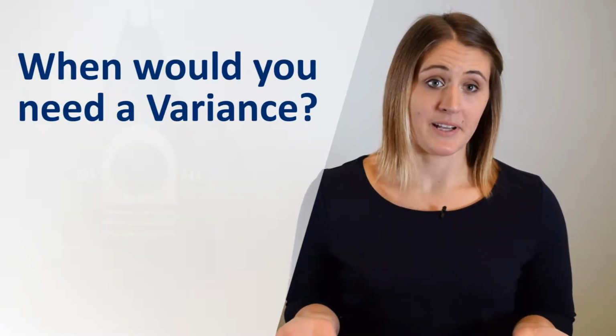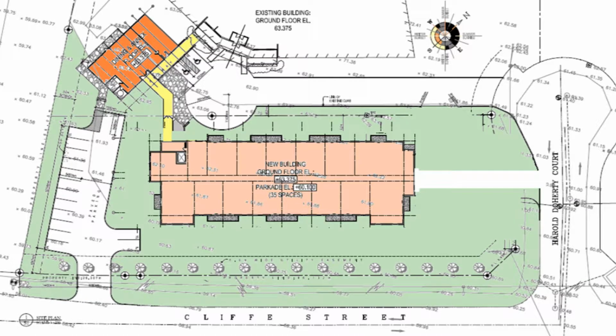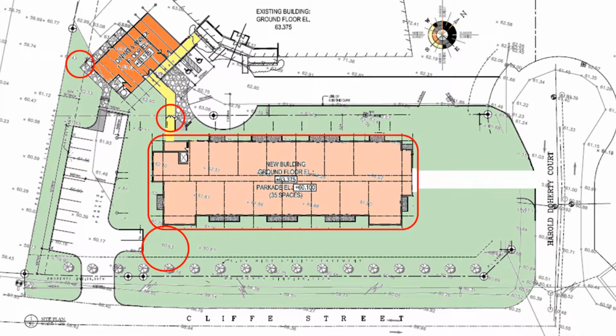So when would you need a variance? If you are designing a project and you realize that you cannot meet the standards of the zoning bylaw for any number of reasons, then you would need to apply for a variance and wait for PAC to decide whether you can go ahead with your proposed project.